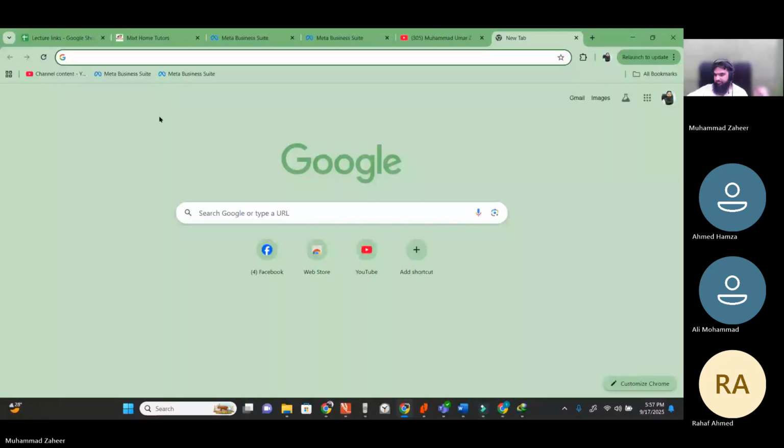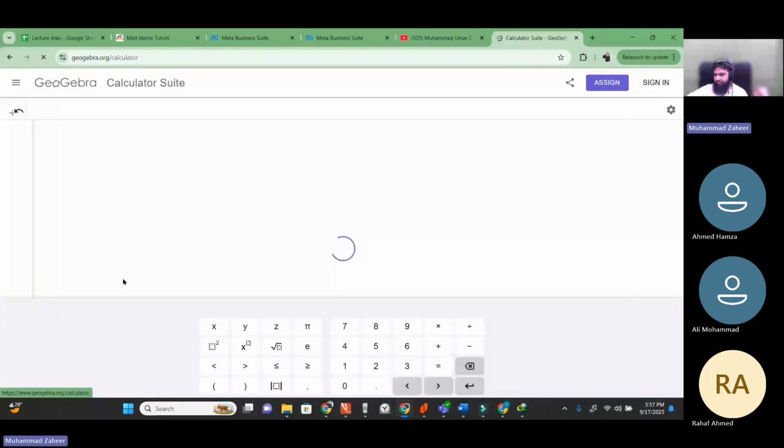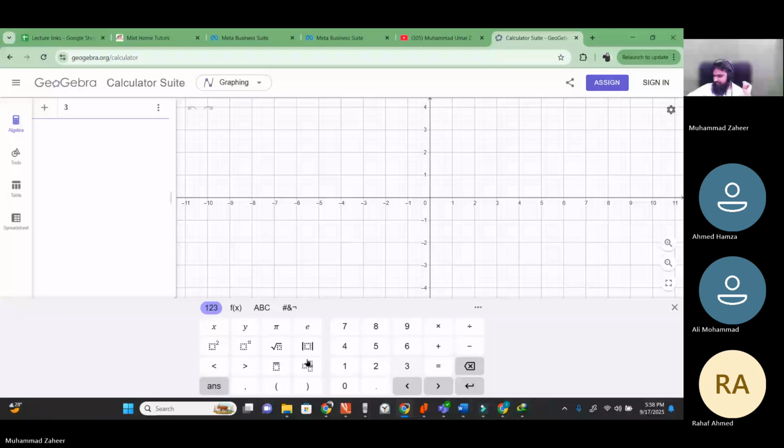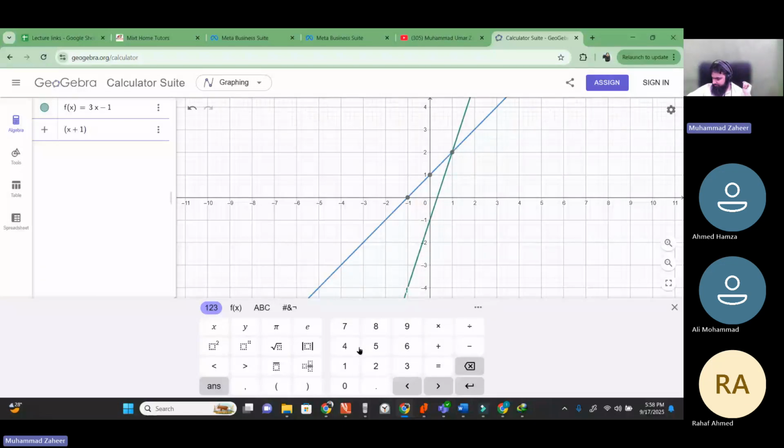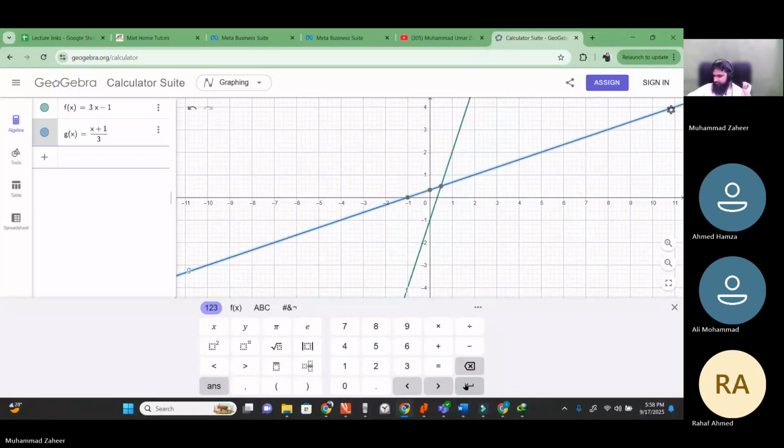GeoGebra. Okay. Yes, what is the first equation we have? 3x minus 1. This is the line. And the second line we have bracket x plus 1 divided by 3. I'm just going to draw another line, y is equal to x.